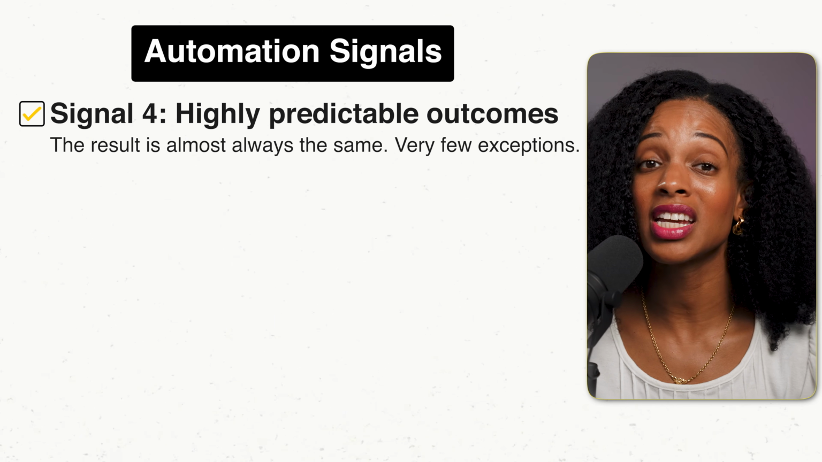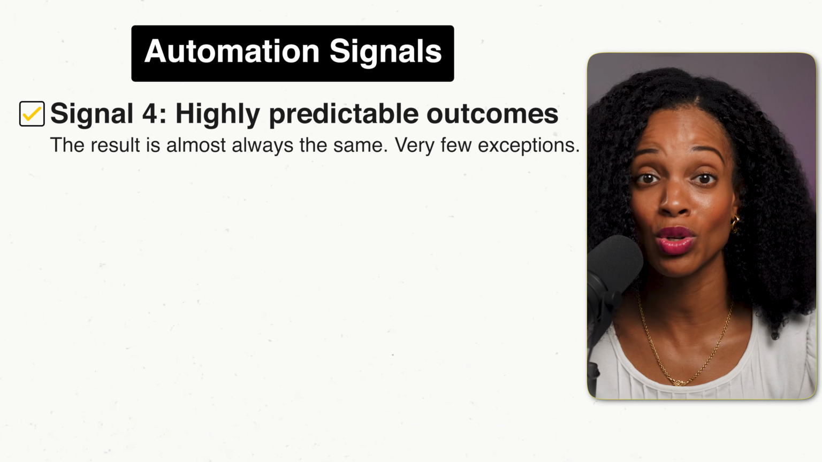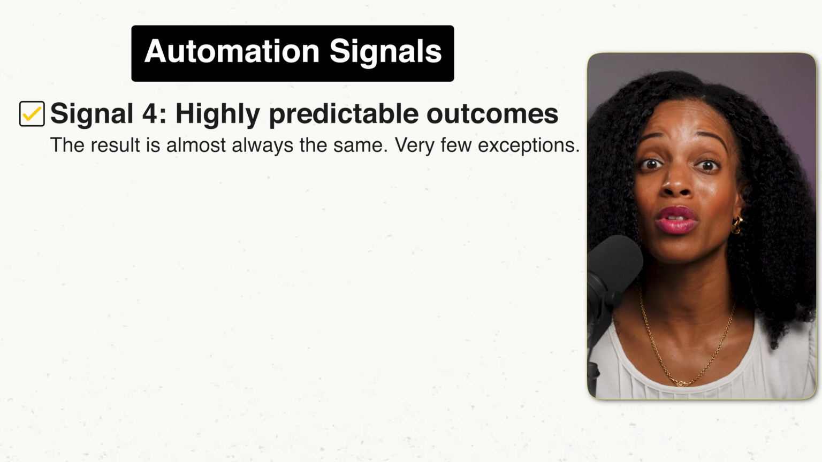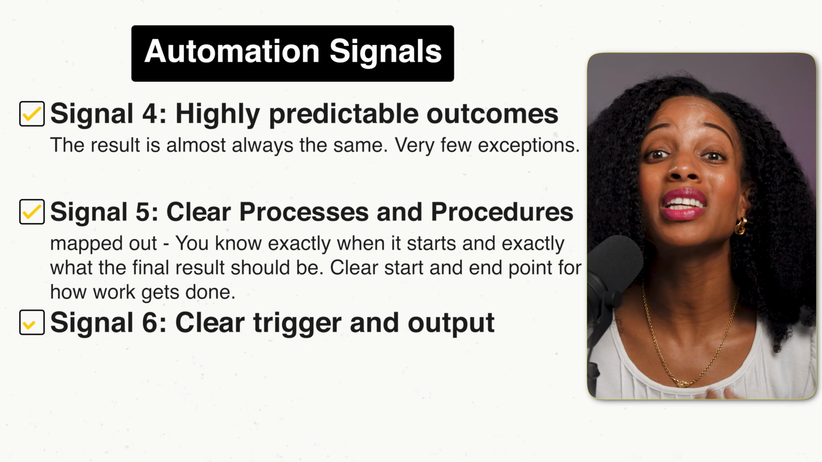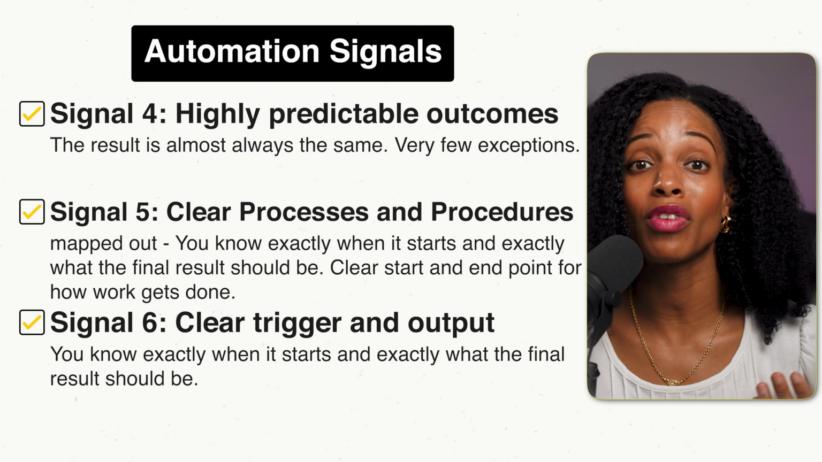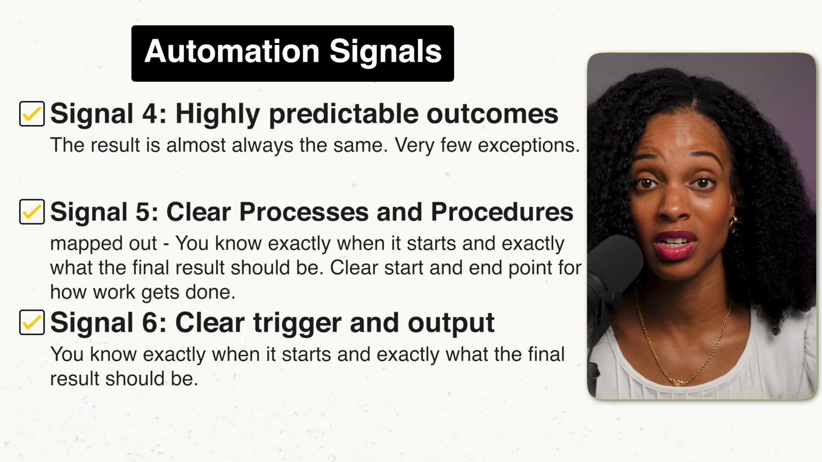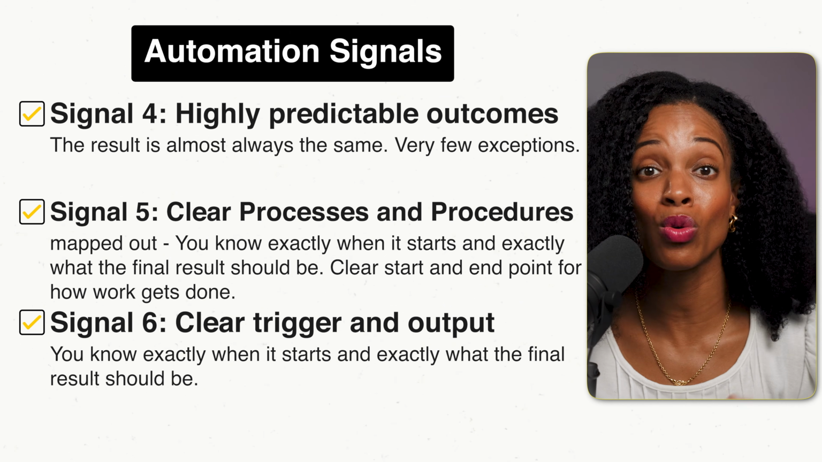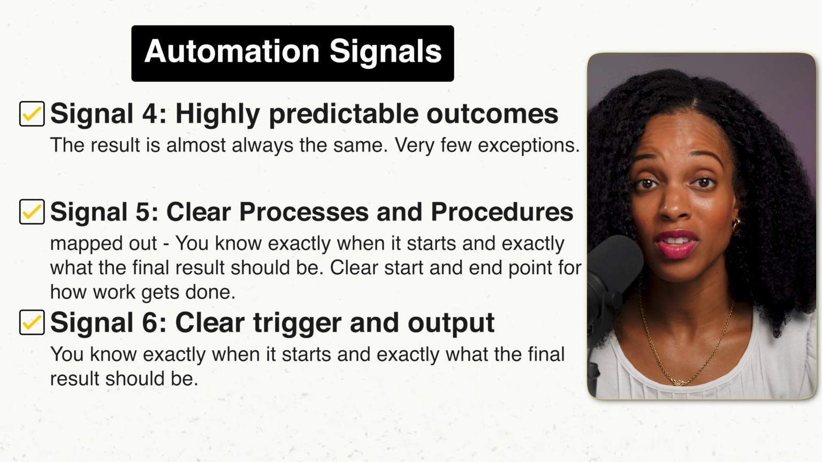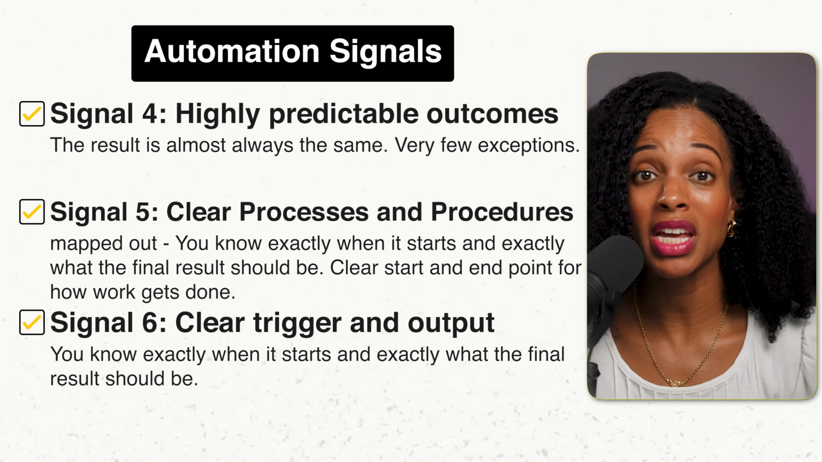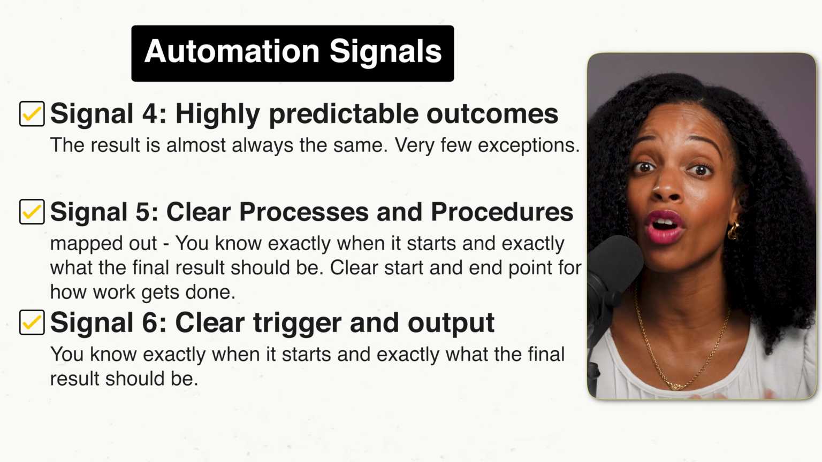The task that you need to get done has highly predictable outcomes, so the result is almost always the same, with very few exceptions. And you know exactly when it starts and exactly what the final result should be. You have clear processes and procedures all mapped out. A clear start and end point for how the work actually gets done. Now, you don't need all of these. Just a couple of these signals could mean that you have something that's a pretty good candidate for automation.